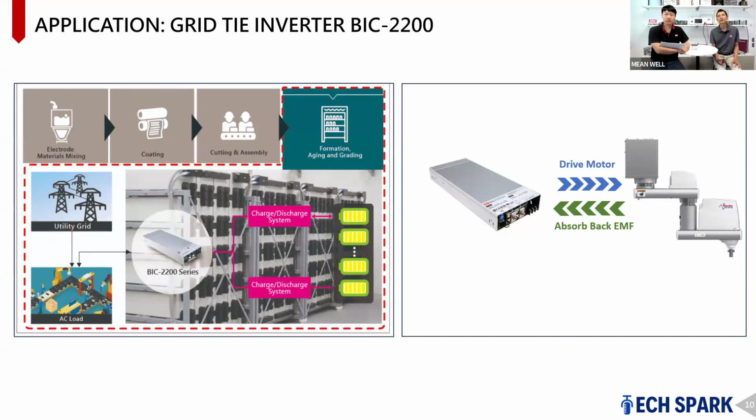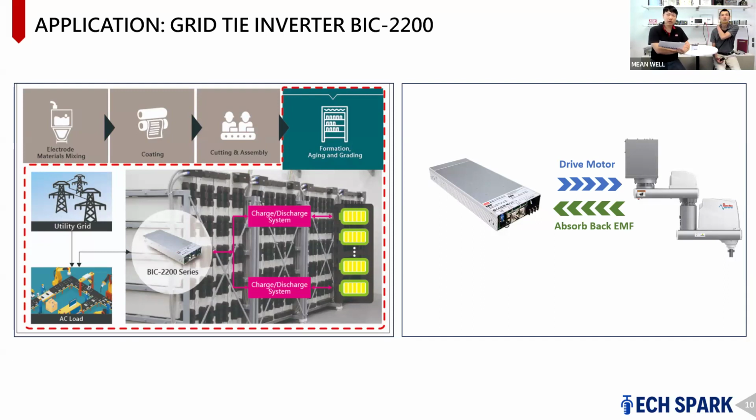And the second application is the photo on the right-hand side, where it's used to power a motor that can absorb the back EMF. When the motor has back EMF, the BIC would feed it back to the grid. This application is not really about green. The customer doesn't have to purchase a regeneration clamp to dump the back EMF into a resistor and waste it. It just goes back to the grid, so it just saves cost.